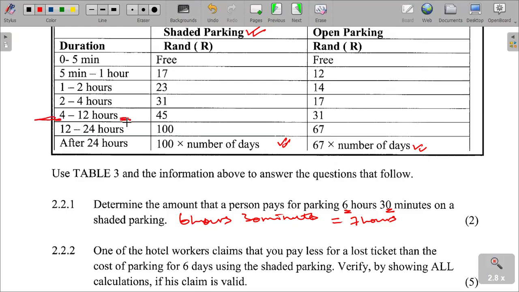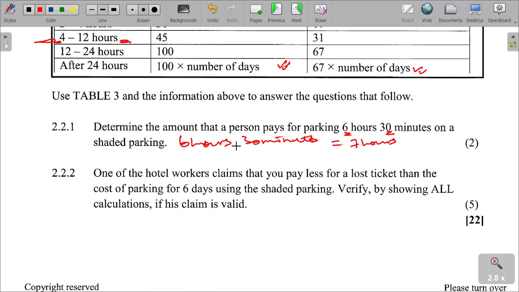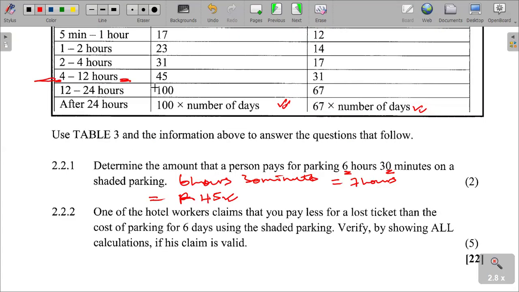It is between this range, which gives us 45 rand. I'm saying the range of hours, 6 hours 30 minutes, is also within this category, since we can round it to almost 7 hours, and 7 hours is in the range of 4 to 12. 4 to 12 pays how much? 45 rand. That is how we get that answer.